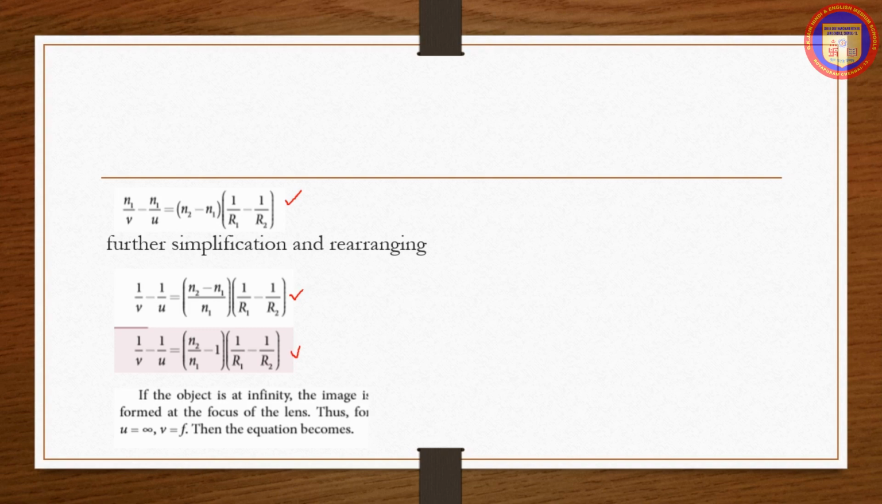If the object is at infinity, the image is formed at the focus of the lens, as we have learned in the earlier classes. Thus, for U is equal to infinity, V will be equal to F.